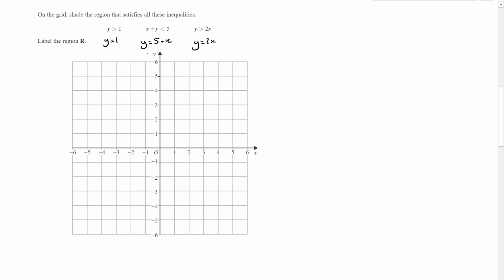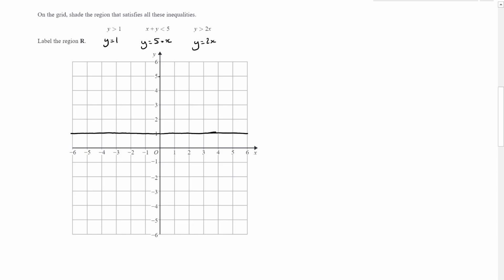So y is equal to 1, we just find where y is equal to 1, and then we draw a line across. So no matter what x value we have, the y value is always 1 along this line. And we know if y is going to be greater than 1, it has to be something above this line. So we're going to get something above here.